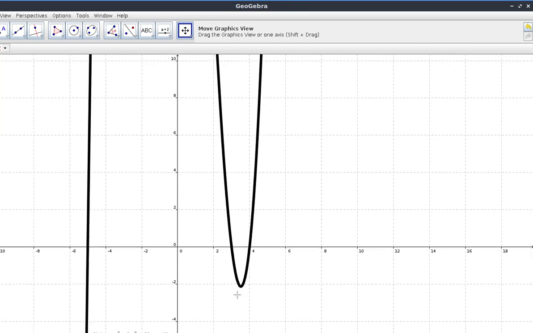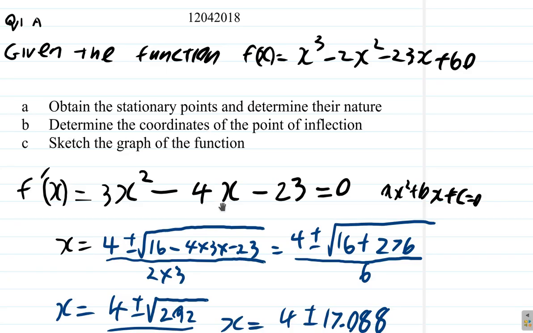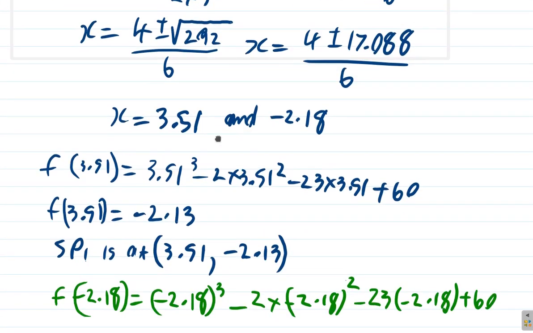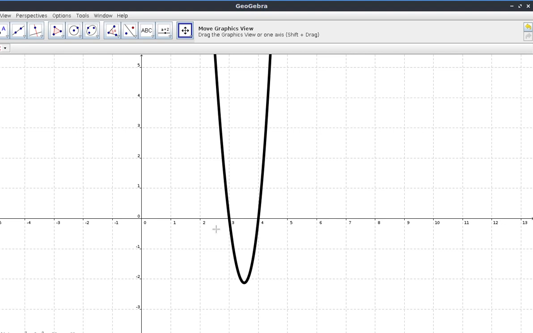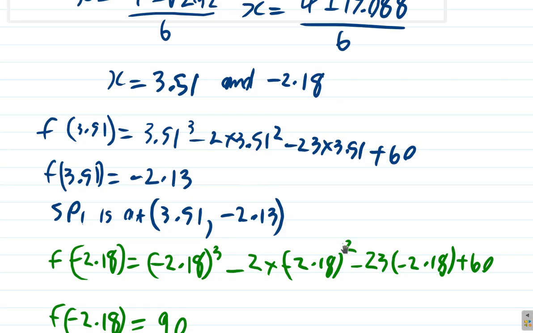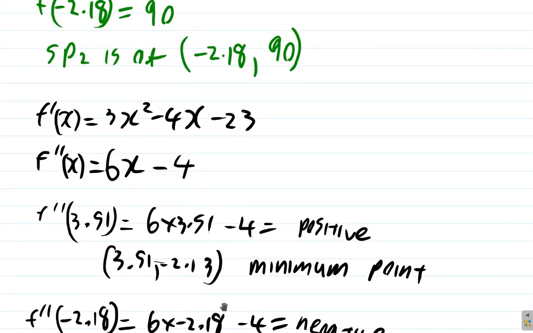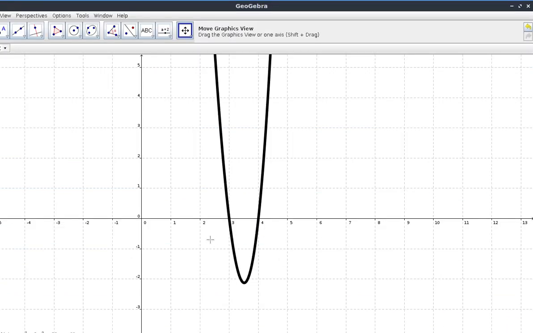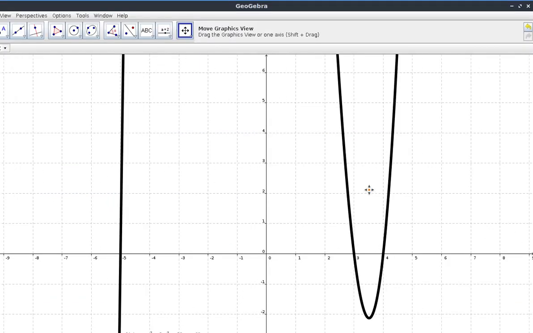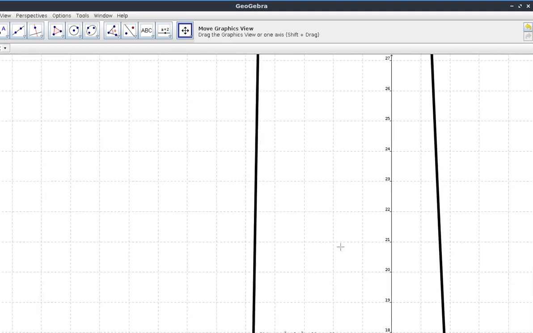So let's zoom in a bit. We have a stationary point at 3.51, negative 2.13. So it's 3.51, negative 2.13, and it's a minimum point, right? Said it was minimum. Good. The other point, negative 2.18, 90. So let's look at what's going on over here.